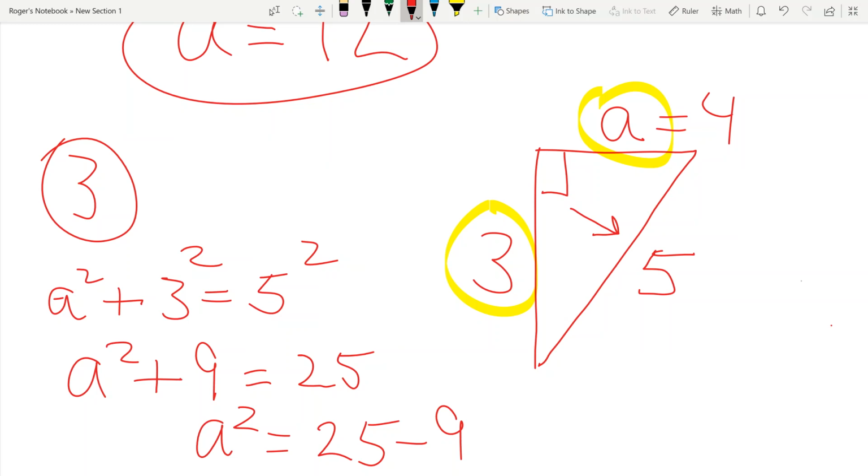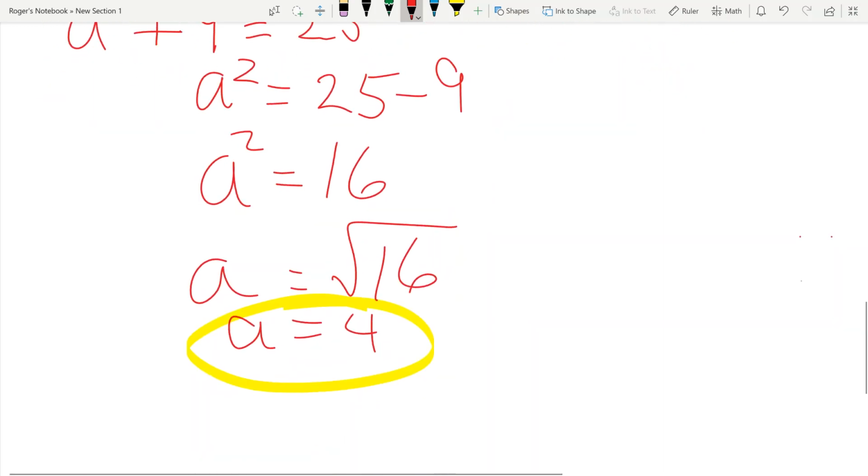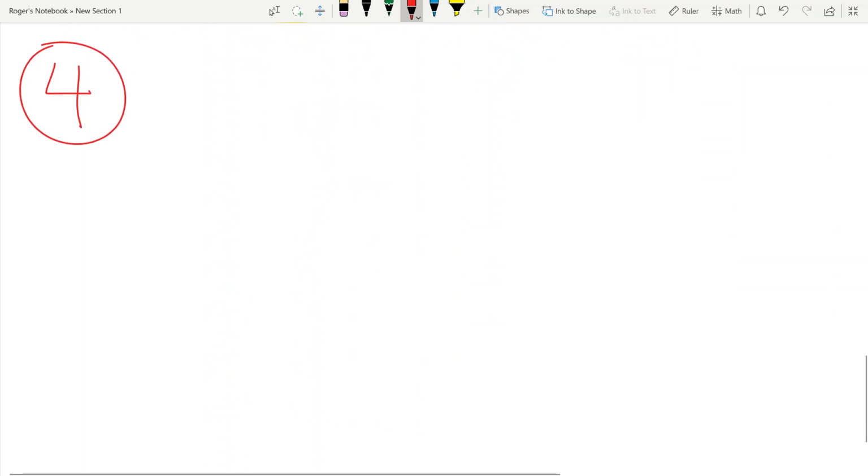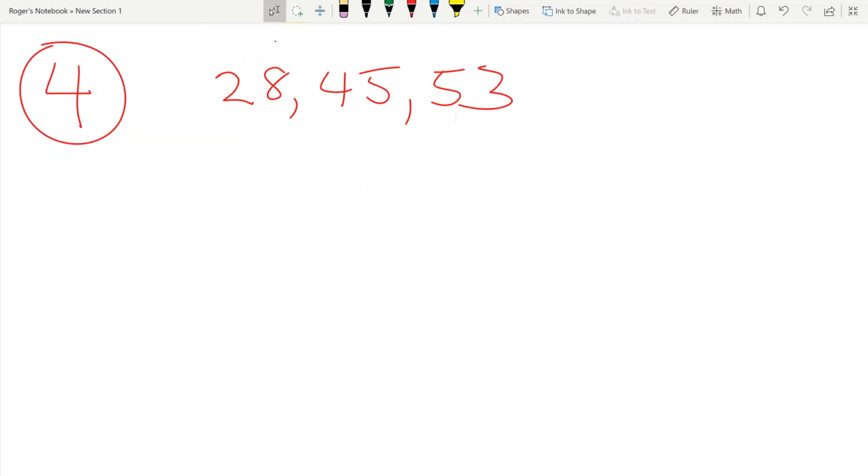Okay, let's move on to another example. Example number 4. So in this example, we're concerned to know if these sides are the sides of a right triangle. Is this a right triangle? That's the question. 28, 45, and 53.